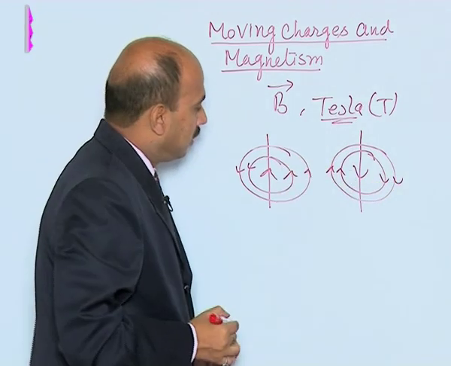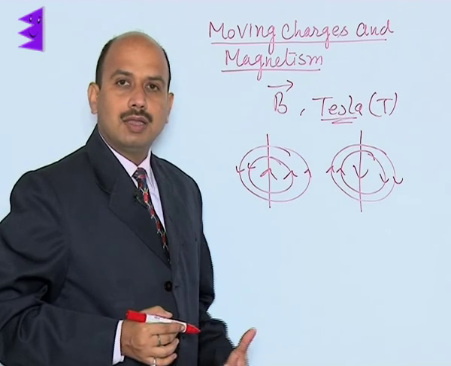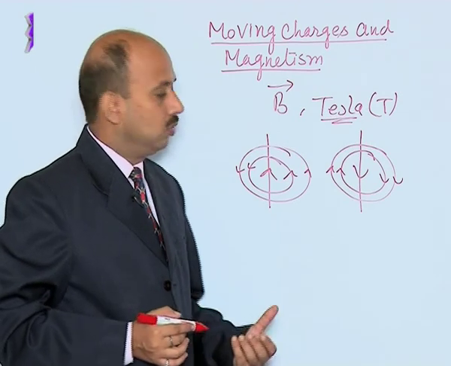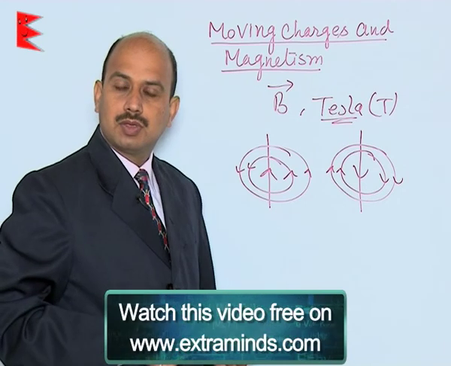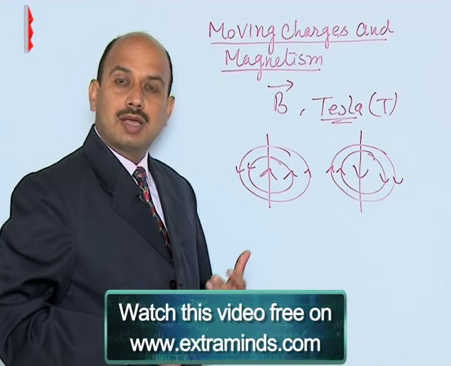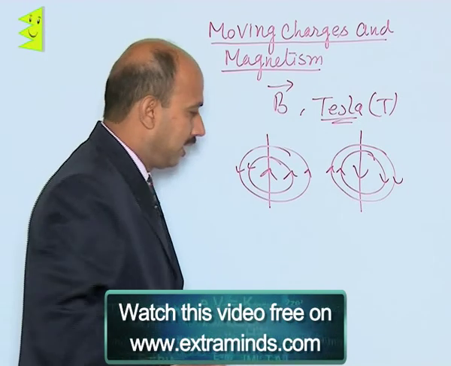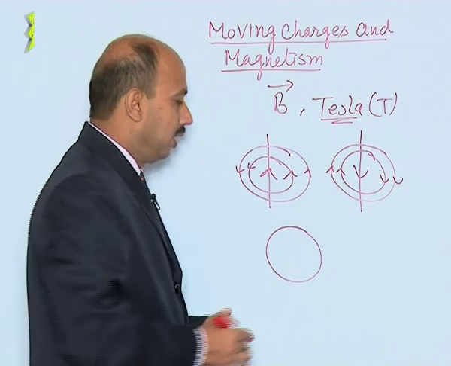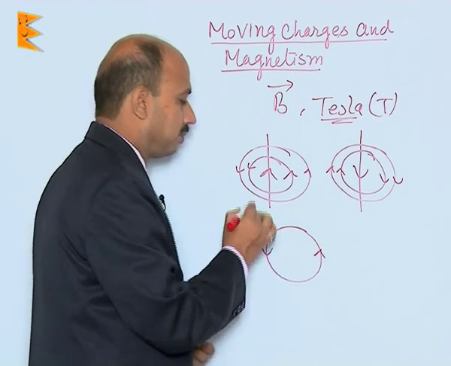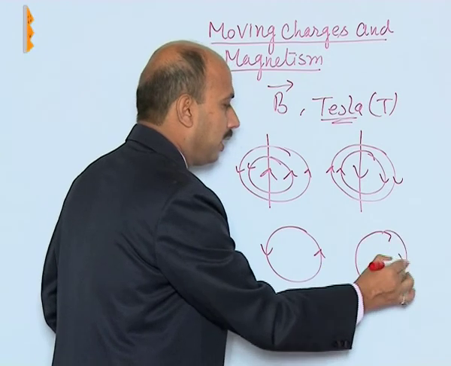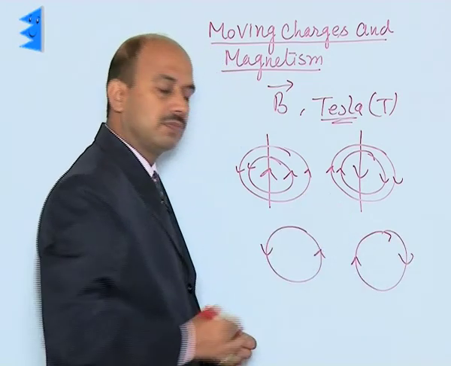And if you keep a magnetic compass near the current carrying wire, you can see its deflection. It means there is a magnetic field around the current carrying conductor. We can also consider, suppose the current is flowing in the anti-clockwise direction, this is the loop you have drawn. We can take another loop where the current is flowing in the clockwise direction.